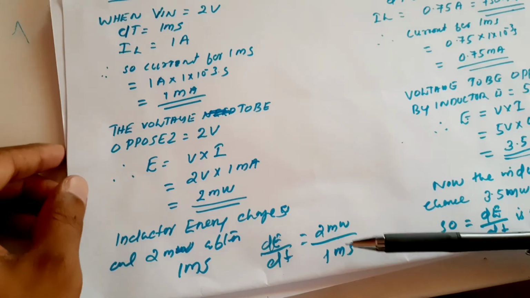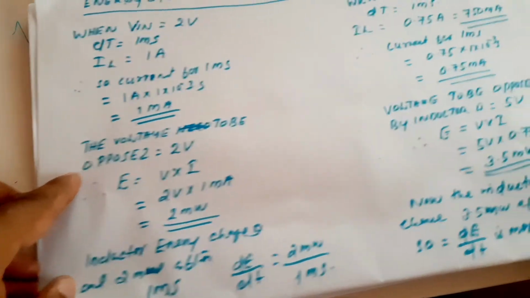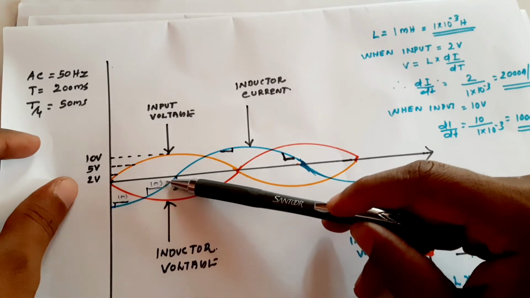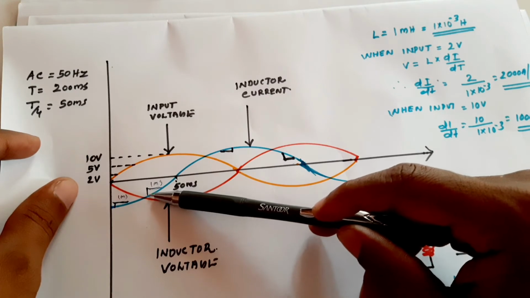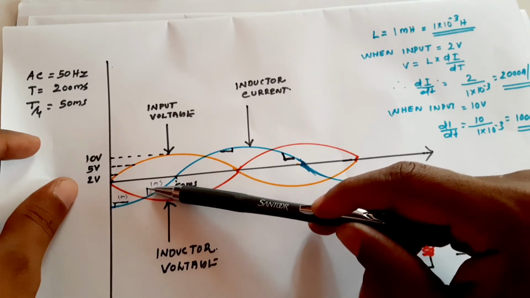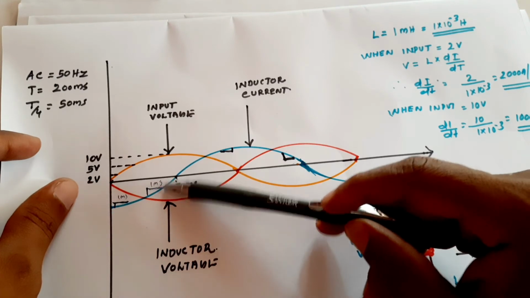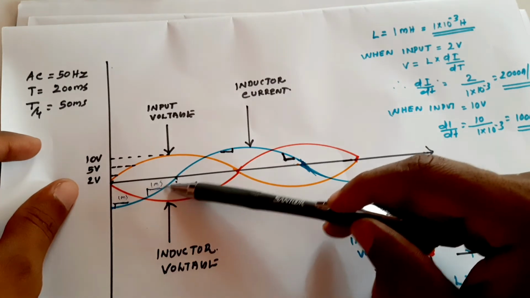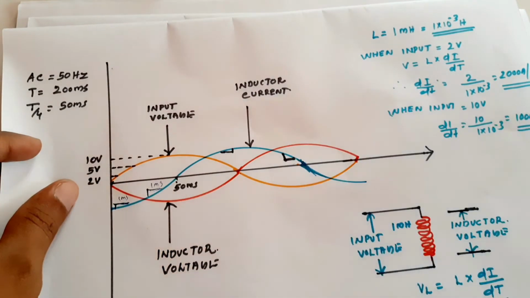But in the earlier case, when the input voltage is 2 volts, the inductor has to spend only 2 milliwatt. When the input voltage reaches maximum, the inductor cannot maintain the same current. That means each has to possess more energy, so the energy is more on each electron, so the inductor energy is reducing, so it cannot maintain the same current. So the rate of change will be more at these points, and the rate of change is less when the input voltage is less.